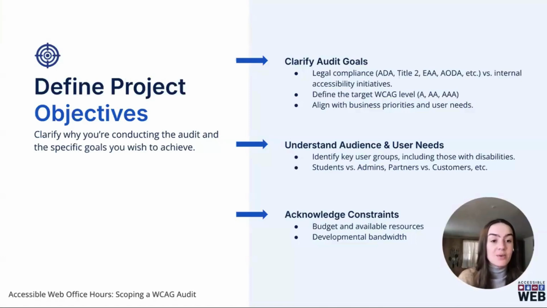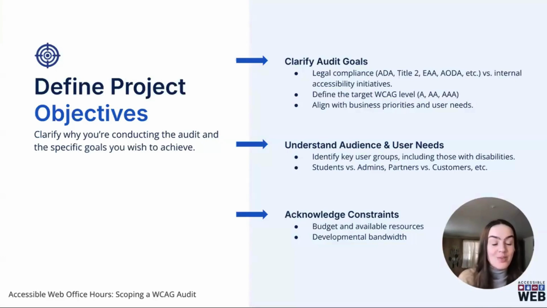At the same time, we also want to acknowledge organizational constraints. So do you have budgetary limits? And are there limits on the available resources that can help with this project? What is your development bandwidth? And are there specific timelines that you need to meet? Finally, you want to ensure that your audit goals align with those business priorities and user needs.